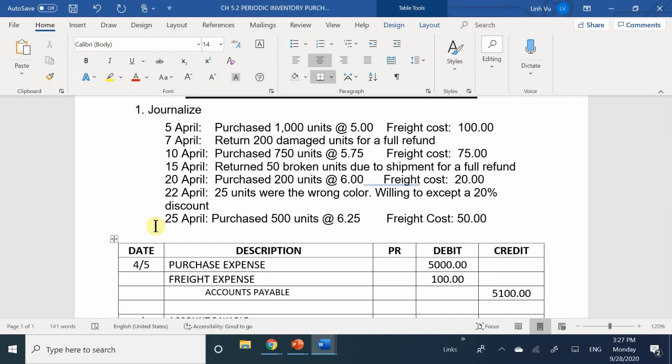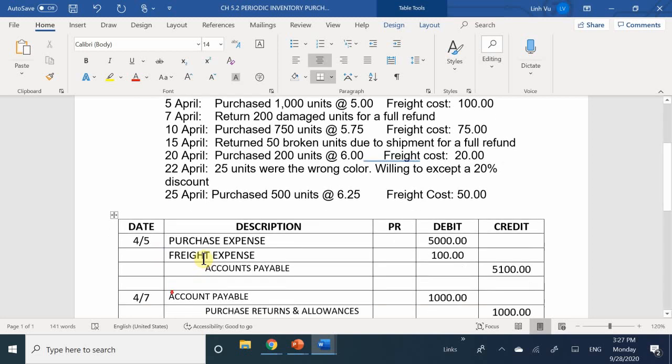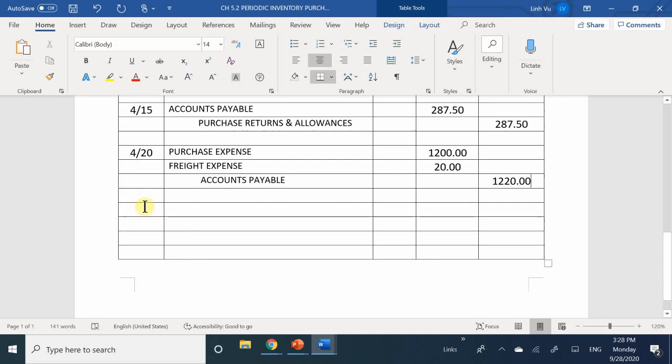I'm just going from the purchase right above, up to 200 units at $6. So I'm assuming these 25 were the wrong color. So 25 at $6, which is $150, but we're getting 20% off of the $150, correct? So that's $30. Okay, so then on the spreadsheet, it's going to be the April 22nd accounts payable in the debit column of $30.